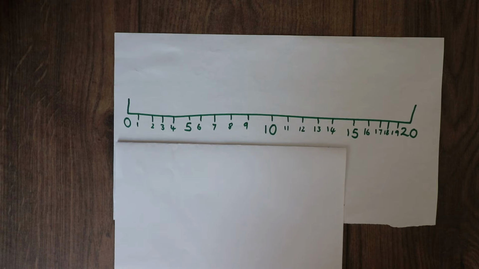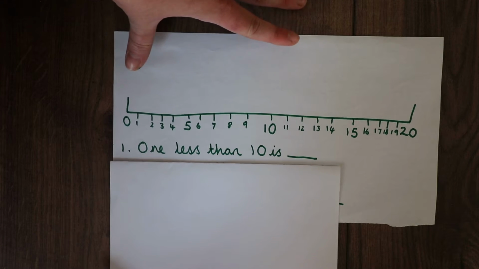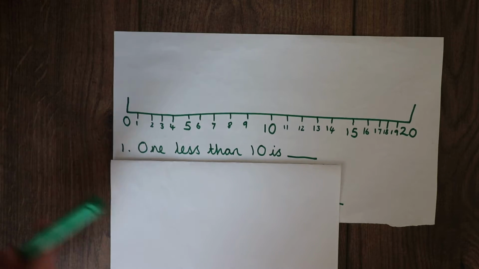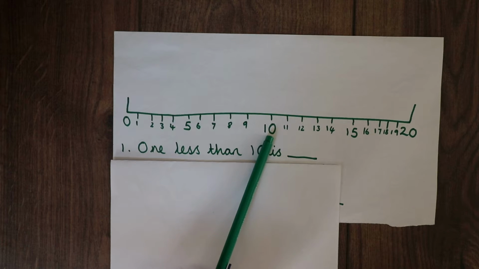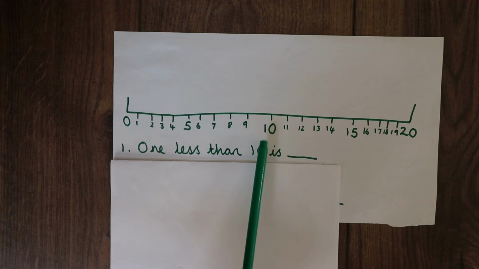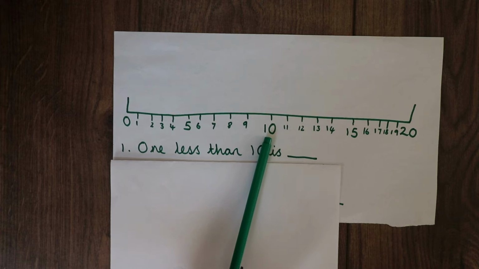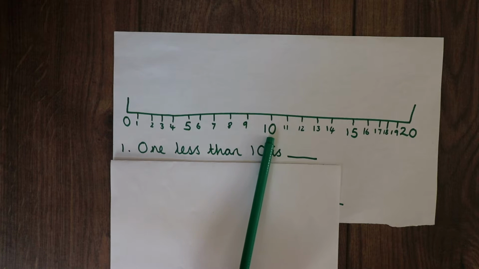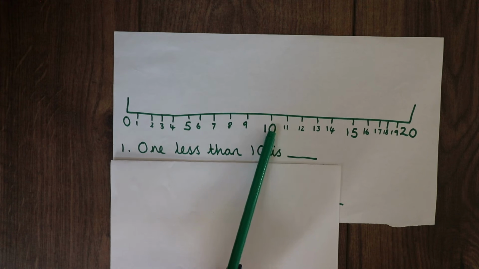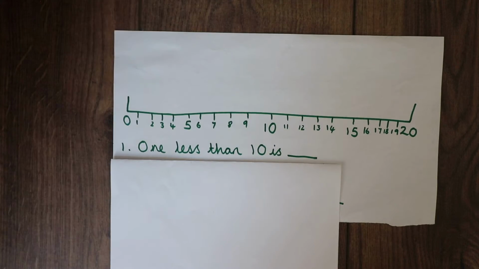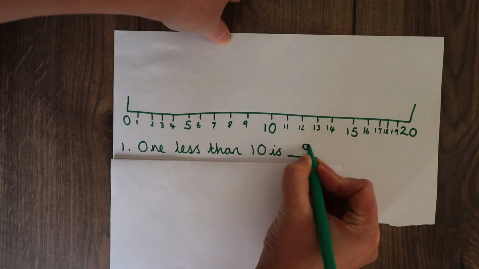Okay, your first question today is, 1 less than 10 is what? Pause the video. Okay, 1 less than 10. So first of all, I'm going to find my 10 on my number line. And because it's 1 less, am I going to count forwards or am I going to count backwards? I'm going to count backwards because it's less, the number's got to get smaller. So I'm going to make one jump. Are you ready? 1 less is 9. Well done if you got that right.